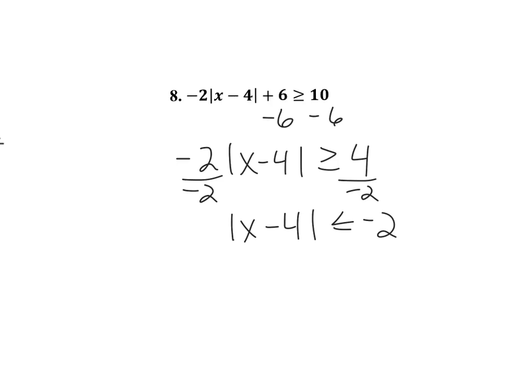Now, let's think about this. Is an absolute value less than a negative number? And is an absolute value going to equal a negative number? There's no way that can happen, because once again, it goes back to that idea that absolute values are always positive. So this, in fact, is easy. This is a no solution. We don't do anything further.